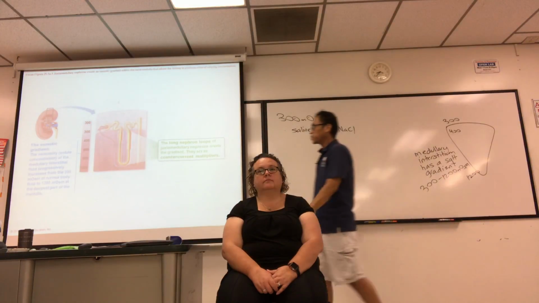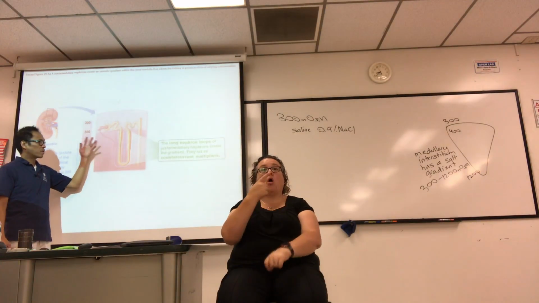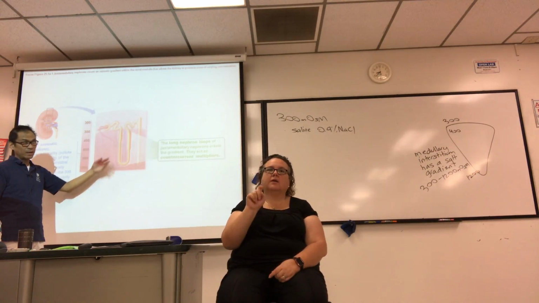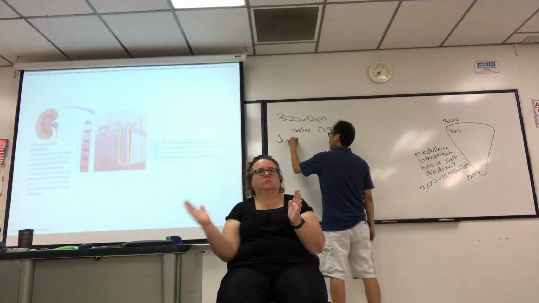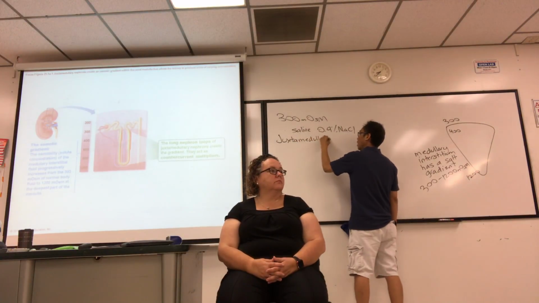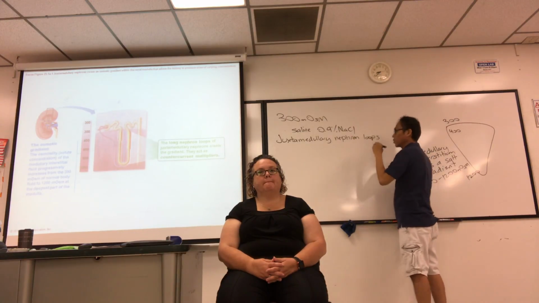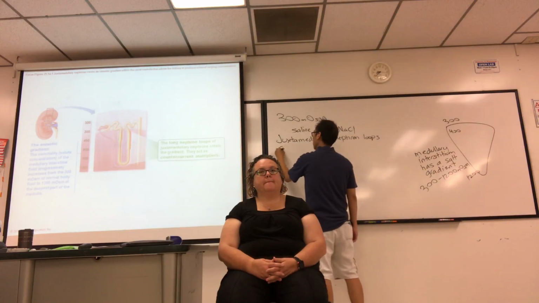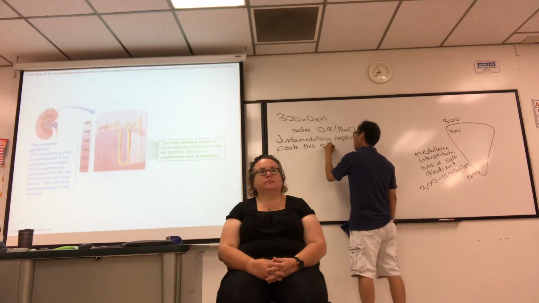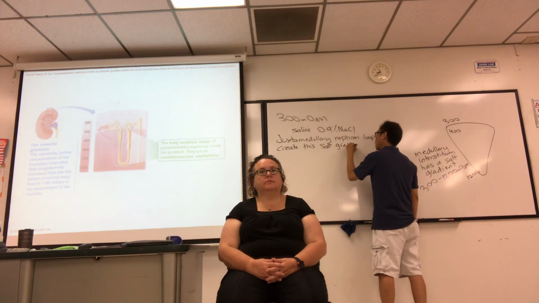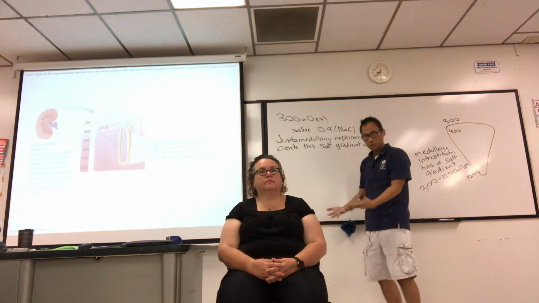And on a somewhat superficial level, we want students to know how the long loops of the juxtamedullary nephrons create that 300 to 1200 gradient. Juxtamedullary nephron loops create this salt gradient using a countercurrent multiplier.